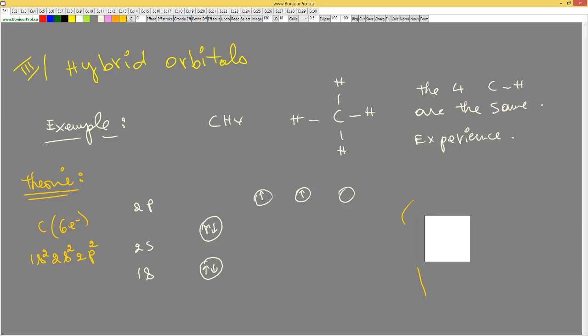So the chemists and physicists say, wait a minute. This situation here, or the configuration here, is what we call the ground state. When the carbon is not looking for bonding, it is the ground state. It is not preparing to make linkage, to make bonding with other atoms.